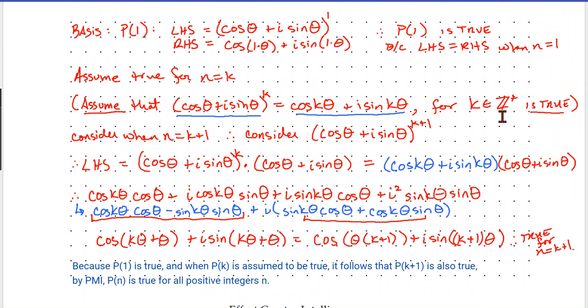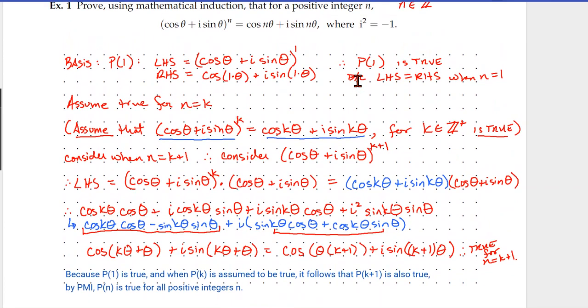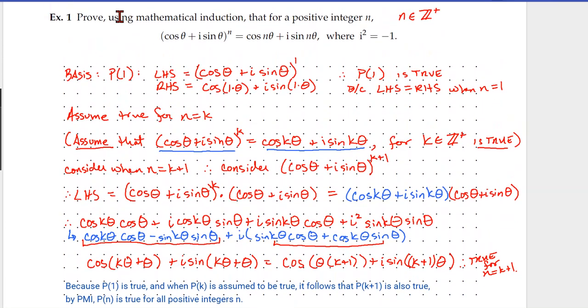So if we look at this idea, let's make this just a touch smaller so we can see everything all at once. We say, to prove by mathematical induction that for a positive integer n, this proposition holds, where i squared is -1, we follow our basis step. We make our inductive hypothesis. We consider our k plus 1th case. We use our inductive hypothesis to show that the k plus 1th case will also be true.